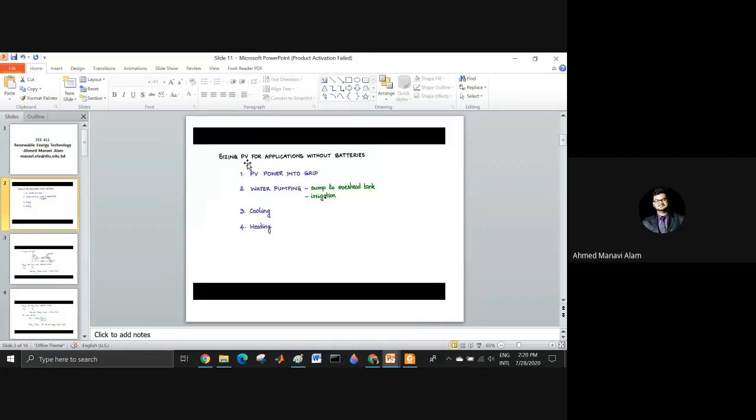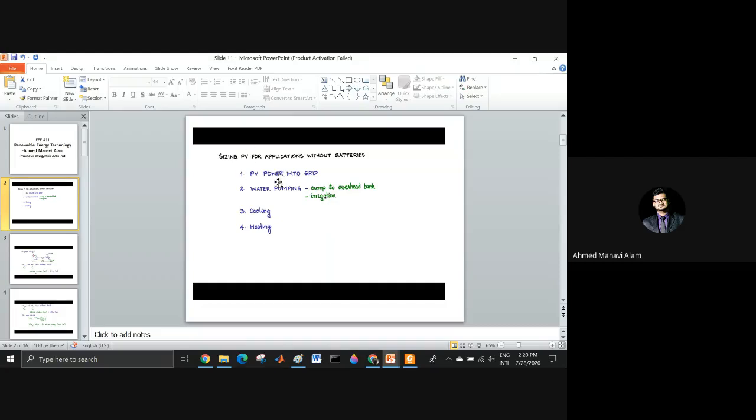What if anyone asks you what is the usage of a PV cell without batteries? Because one thing you can do is store the energy of the PV cell into the battery, and from the battery use it in the night time or when there is no sun. But if you use a PV cell without batteries, then what are the applications and how can you use them?